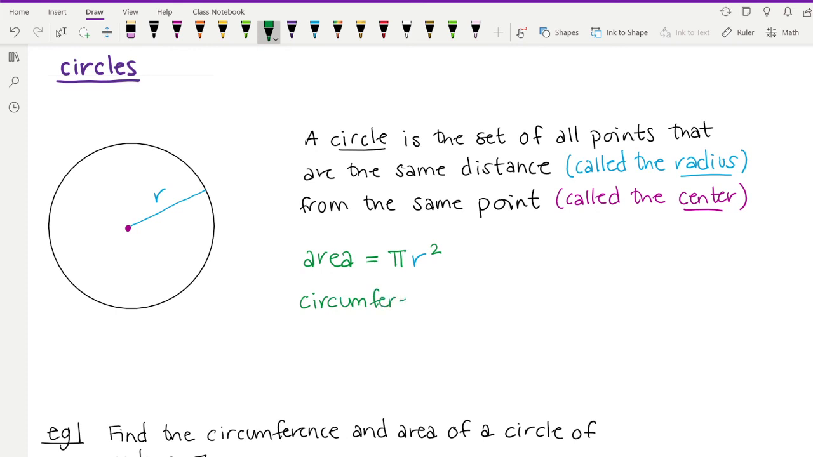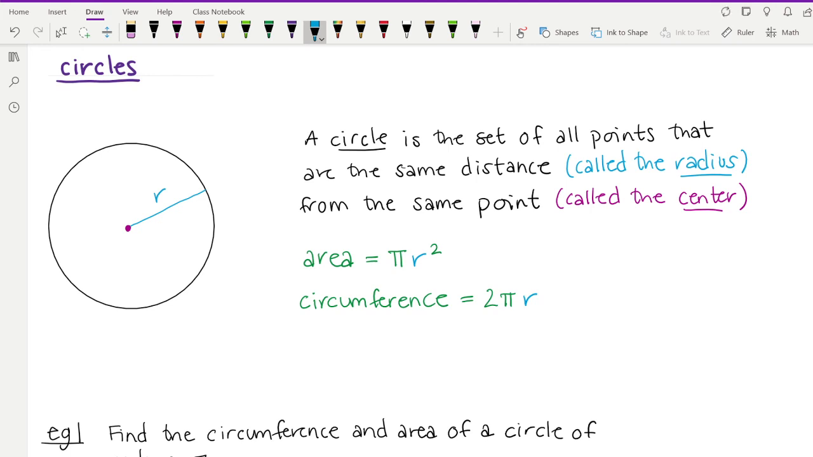You might be familiar with the word perimeter. Perimeter is a word that can be used for any shape to measure how long it is outside of it. Circumference is the word that's used specifically for circles. And so the circumference of a circle is always going to be 2 pi times the radius.